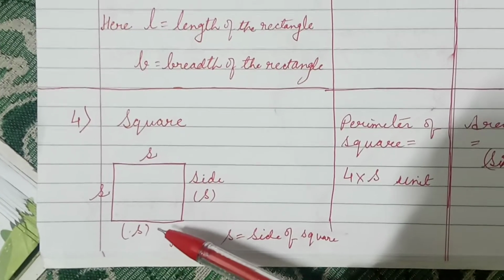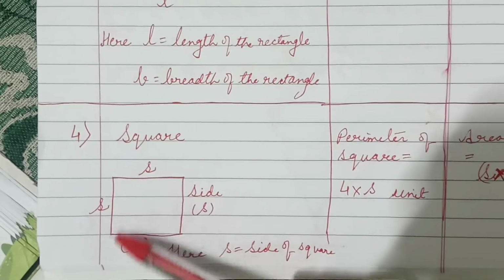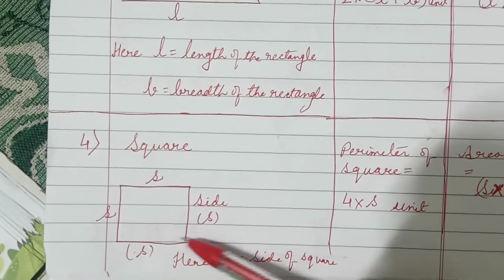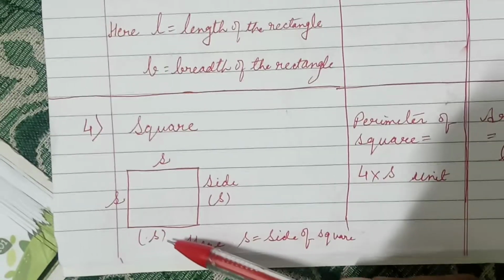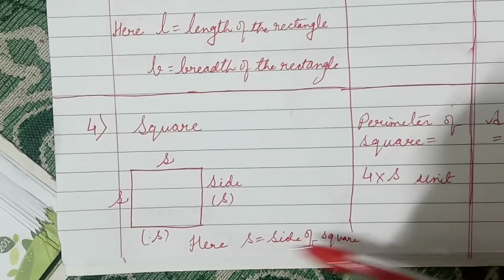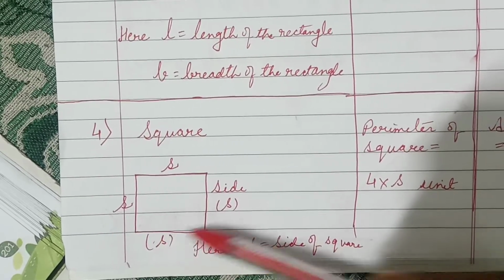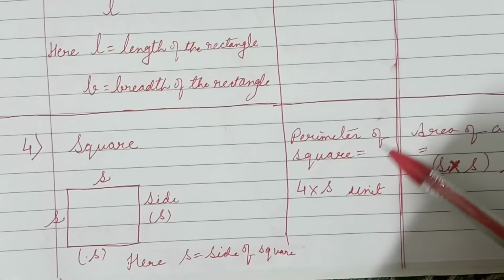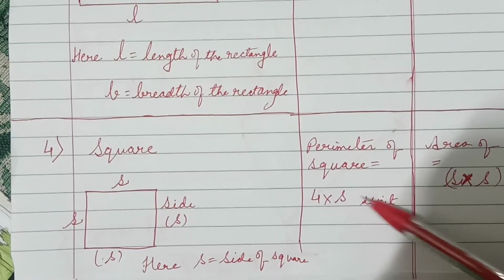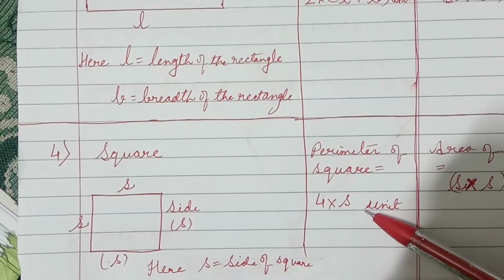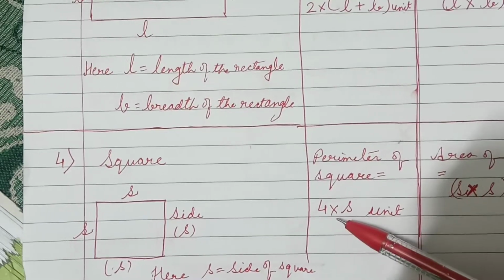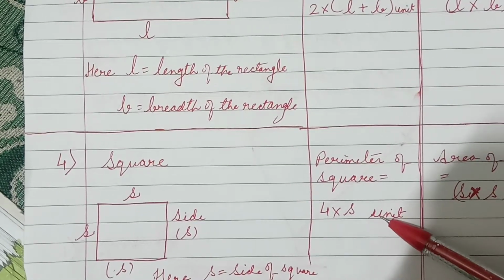Now we are moving to square. Children, here it's a square. In a square, you know all the sides are equal. No length, no breadth. All the four sides are the same, equal. So we are denoting it by small s. Okay, all the sides are the same. Suppose I am writing here small s for each side. Now perimeter of a square is 4 into side, that is 4 into s unit. Unit means again, if the side is given in centimeter, the answer will be in centimeter. If the side is given in meter, the answer will be in meter.